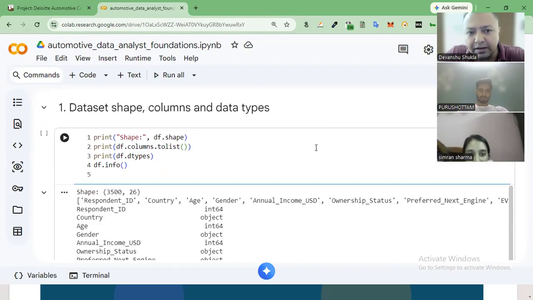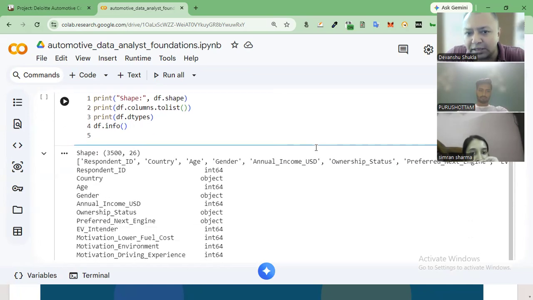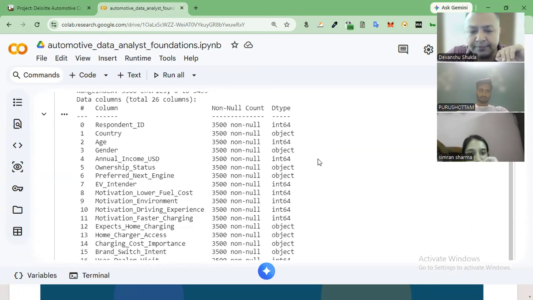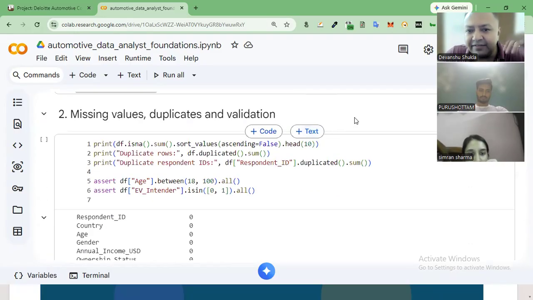We will look at how the dataset looks, what the shape of the dataset is, what the columns are, and what the data types in that dataset are. We are going to understand that. Then, as we progress further, we'll understand how to deal with missing values, how to deal with duplicate values, and how to deal with validation across this data.